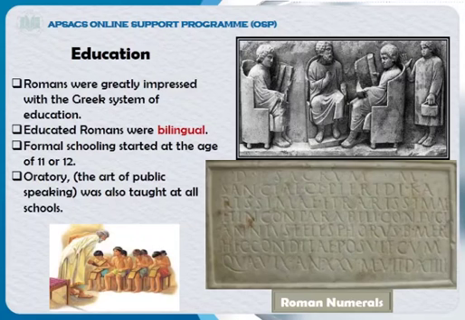Formal schooling started at the age of 11 or 12, and young boys studied writing and counting and read the book works of famous Greek and Latin writers. Oratory, the art of public speaking, was also taught at all schools.